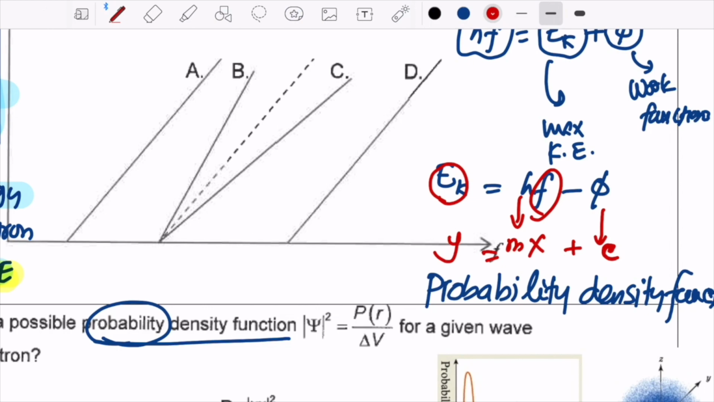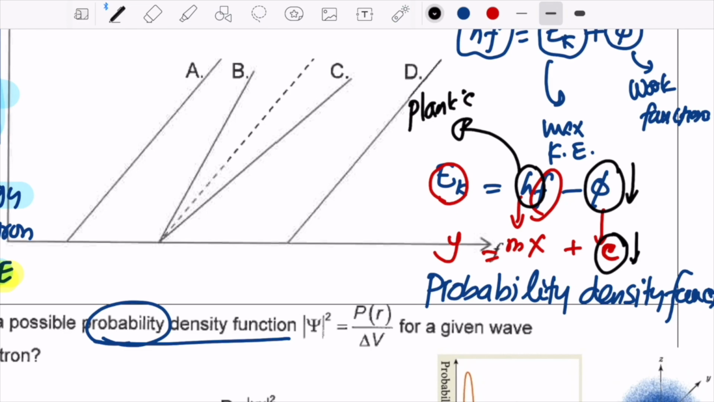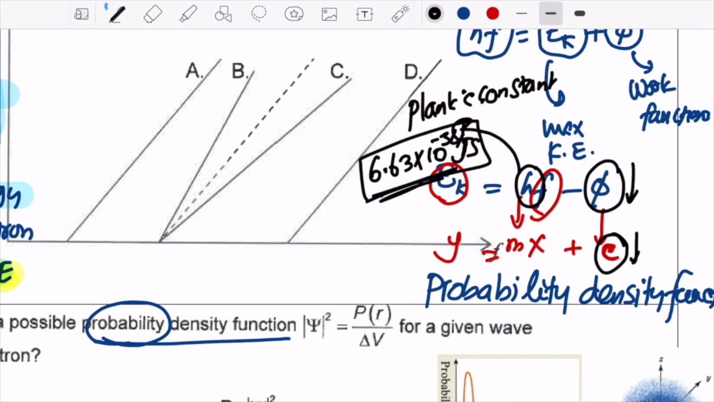Now if you use another metal with a smaller work function, the y-intercept will change. This h value is called Planck's constant, which is 6.63 times 10 to the power of minus 34 joule seconds, pretty small. You can find the number in the data booklet, but more importantly this never changes, it's always constant.